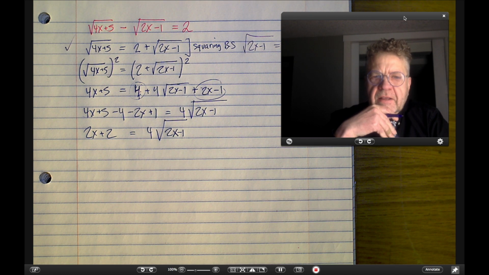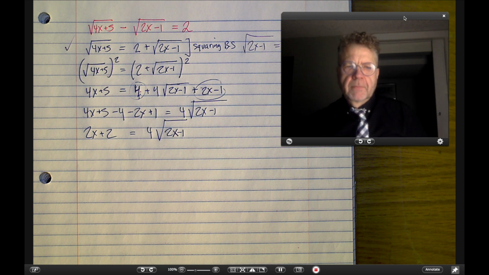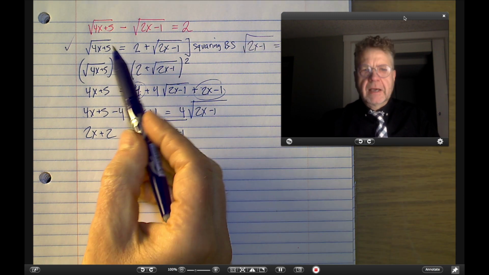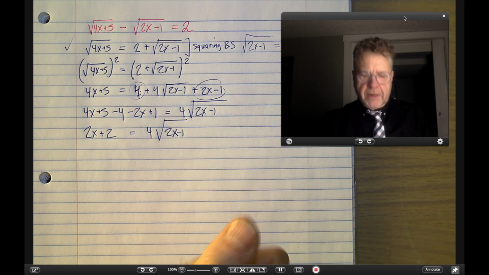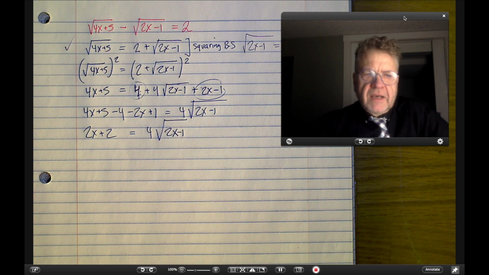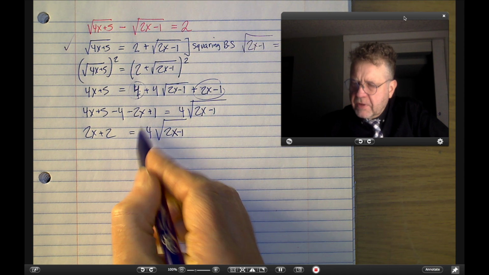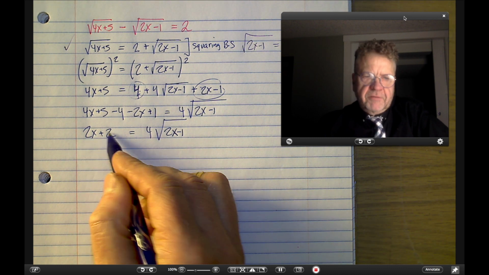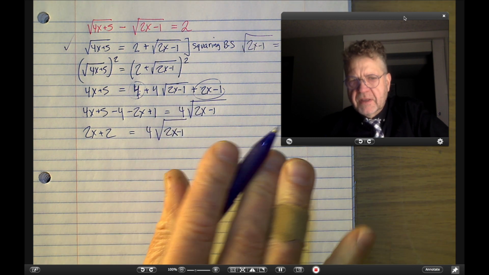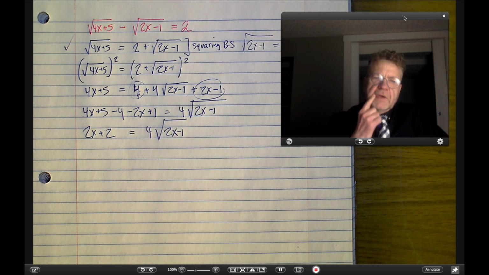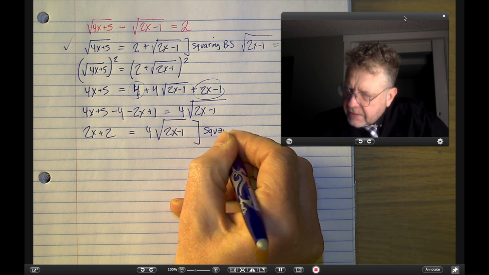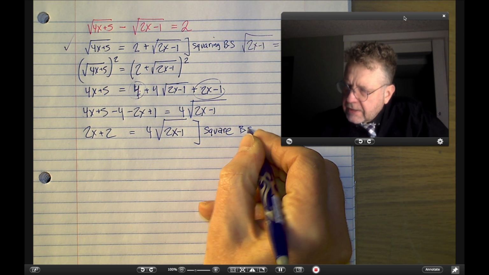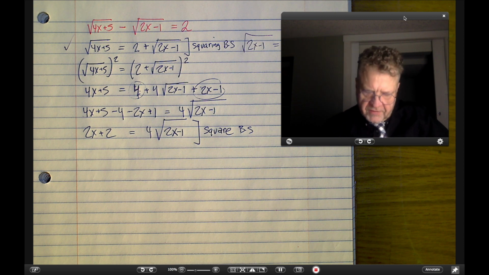Have we gotten any farther down the road? Have we kicked this can down the road at all? Well, we have, because back up here, we had 2 radicals, and that's really messy. We've got only 1 radical here. What to do next? I mean, I could divide by 4 to get rid of this coefficient, but then I'm going to have half x plus 1 half, and that could be a little bit messy. What I think I'm going to do is, again, square both sides to get rid of that second radical.